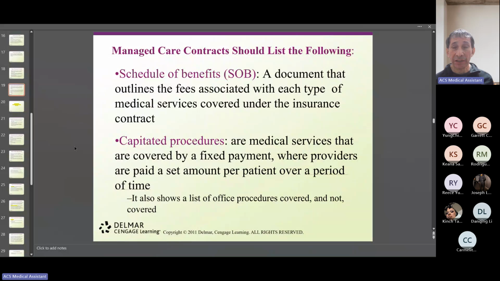So capitated means that the medical doctor, the hospital contracts with the insurance company or with the HMOs, the health maintenance organization, and they're going to tell you, okay, we're going to pay you this much for each patient every single time the patient comes for a visit. They pay for the services.